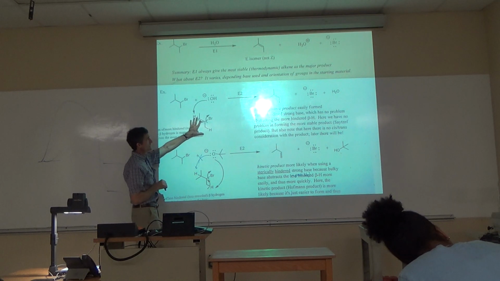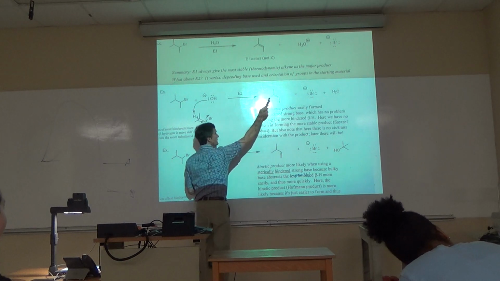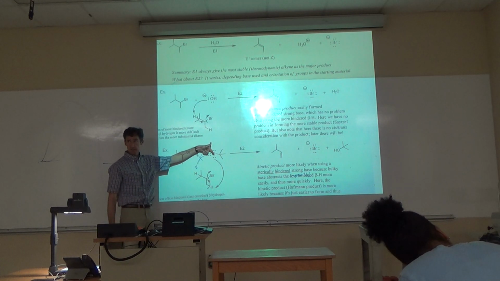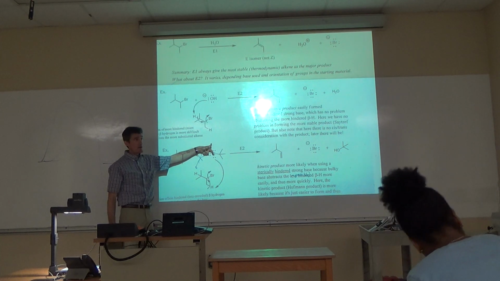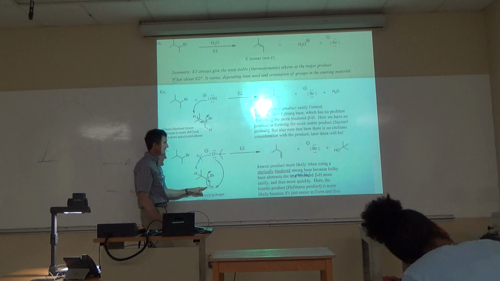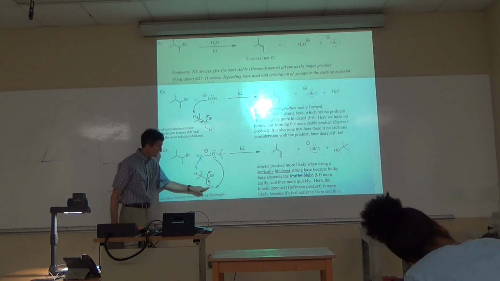And ultimately, what we can say is you're going to get this product. This is the product that's going to be formed unless you use a sterically hindered base. You start using this highly sterically hindered base, you're more prone to getting this product, because the sterically hindered base has a better chance, or it's easier, to take the more accessible H.